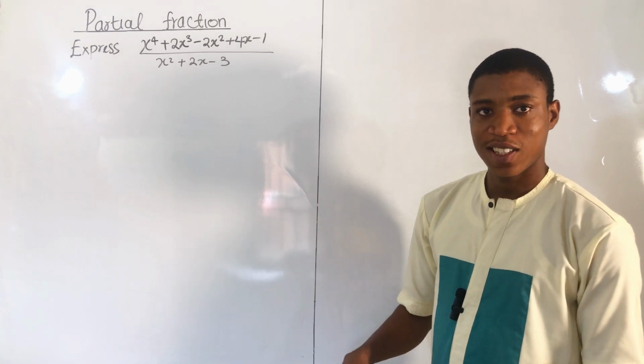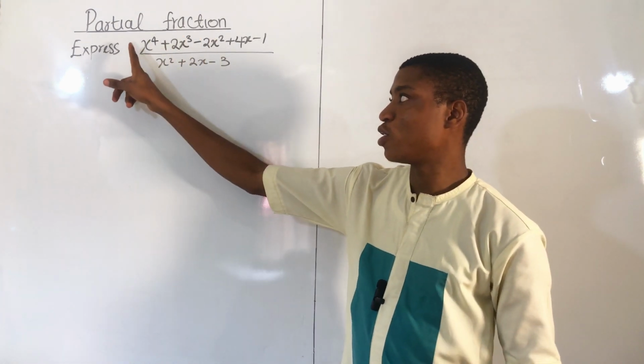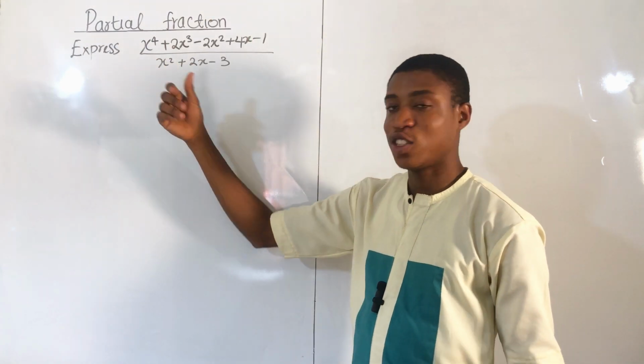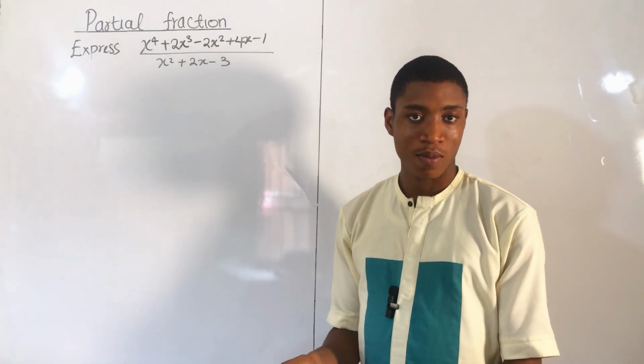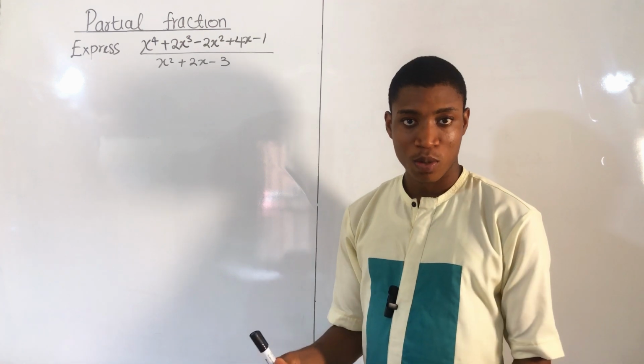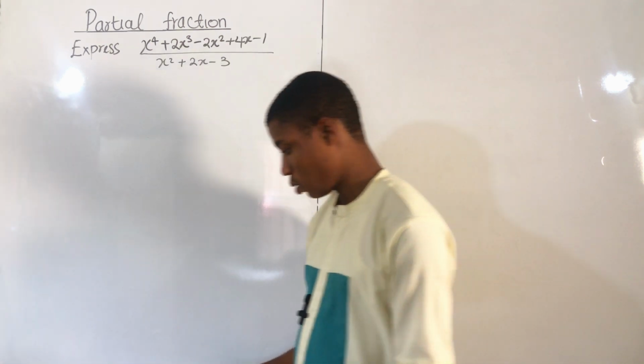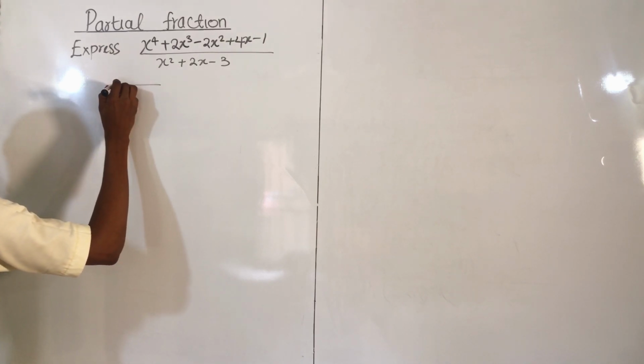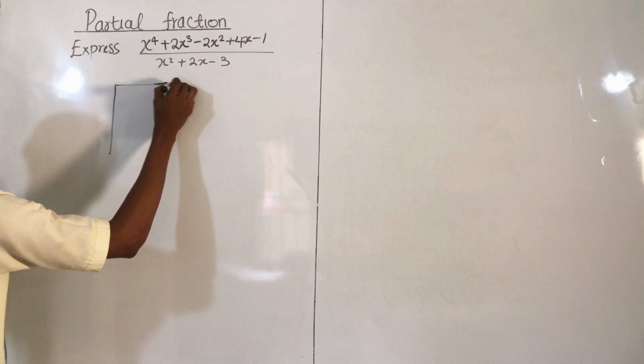Problem where the degree of the numerator is even 2 times higher than the degree of the denominator. How do you solve a problem like this? Use the principle of long division. Of course, we have solved a lot of problems.